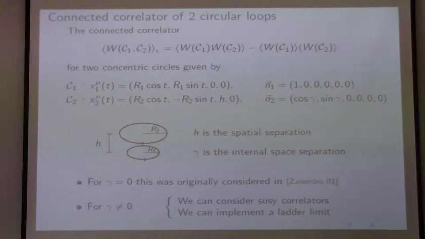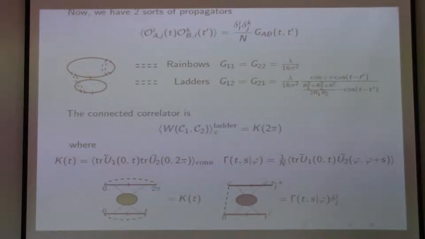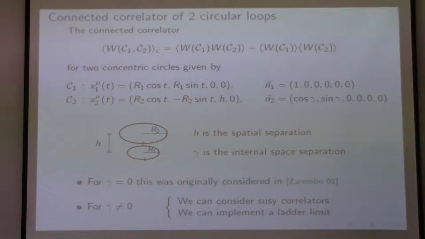For gamma equal to zero, this was already studied many years ago. The new thing was to turn on this gamma, and by doing so we were able to encounter a situation in which the correlator is supersymmetric. Gamma is related to the polarization. Just the angle between.